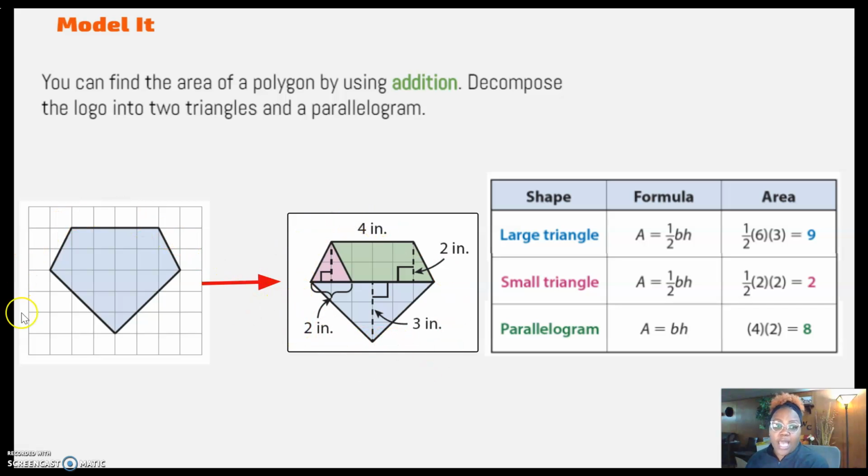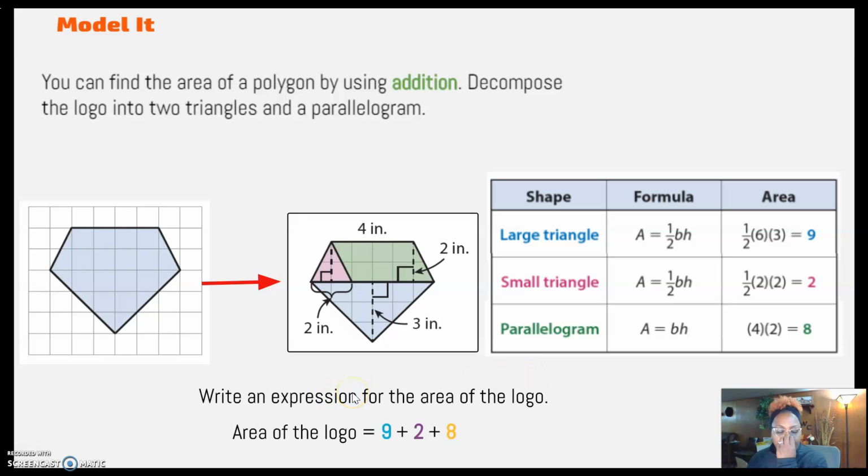So first it looked like an odd shape. I'm never going to find the area of this. But once we decompose or cut it up into shapes that we know, then take the time to find the area of each piece, now we can use addition to find the total area. So if we write an expression for the area of the logo, we have the 9 plus the 2 plus the 8. What is the area of this logo?